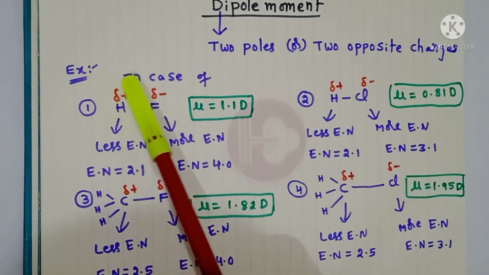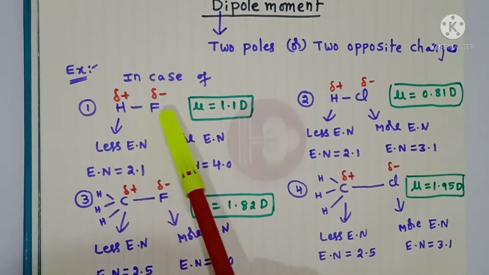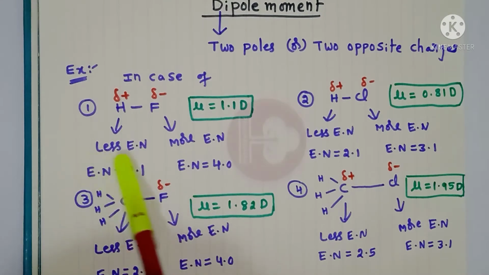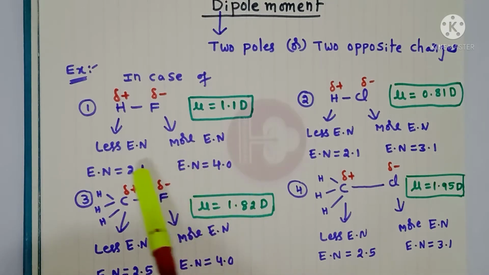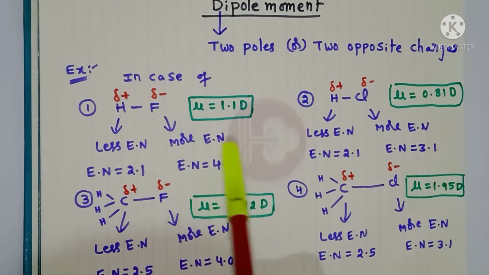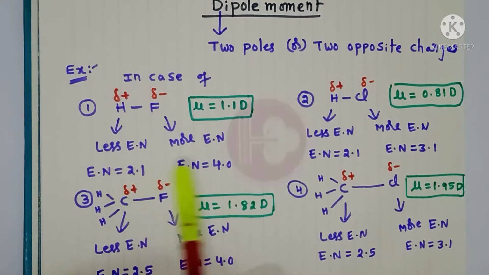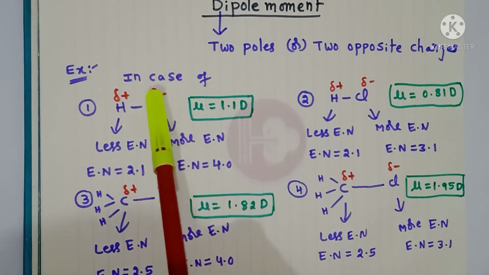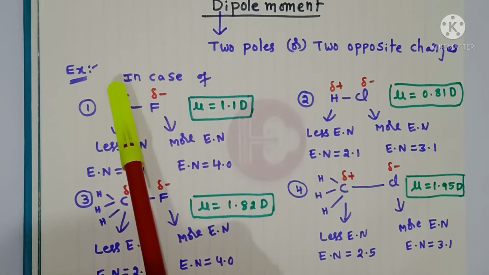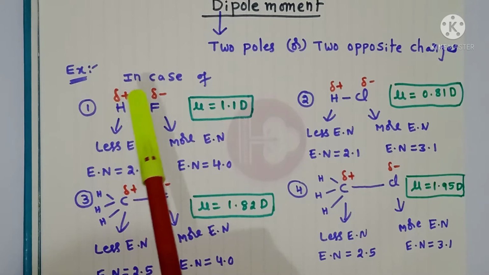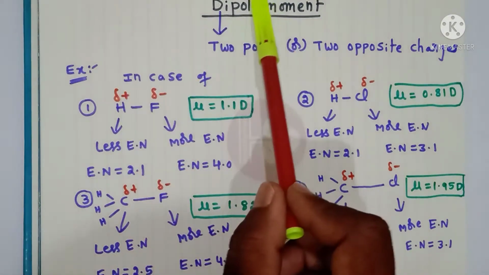For example, in the case of hydrogen fluoride, hydrogen is the less electronegative element and fluorine is the more electronegative element. The electronegativity values of hydrogen and fluorine are 2.1 and 4.0. Due to this electronegativity difference, fluorine attains a partial negative charge and hydrogen attains a partial positive charge. These two opposite charges we call a dipole.